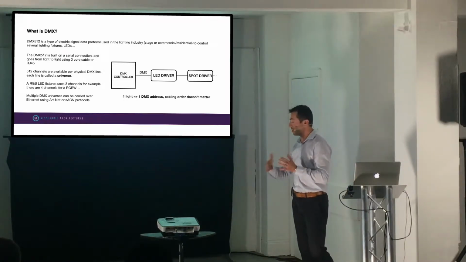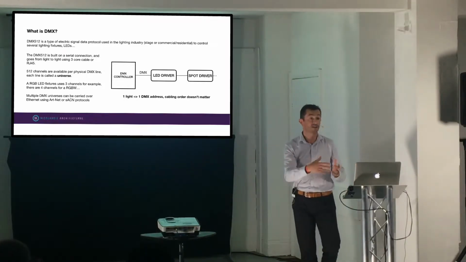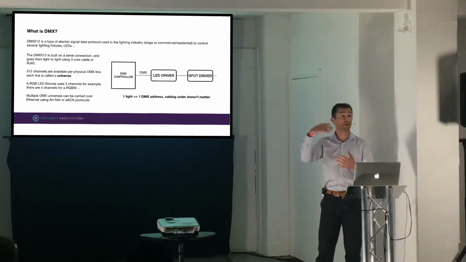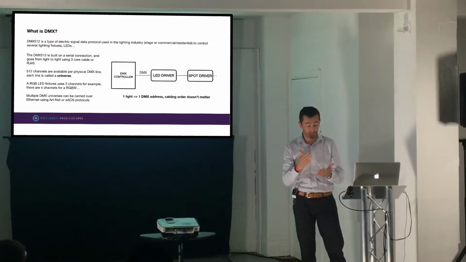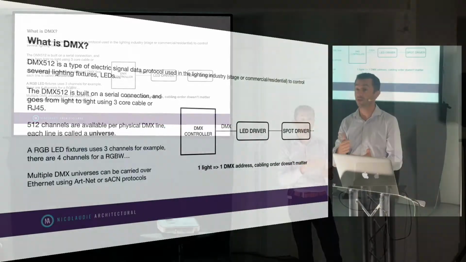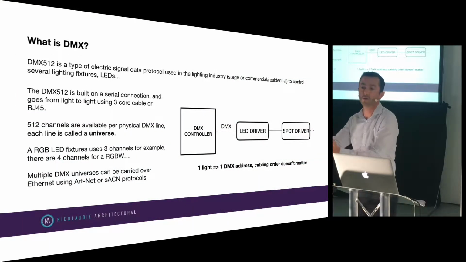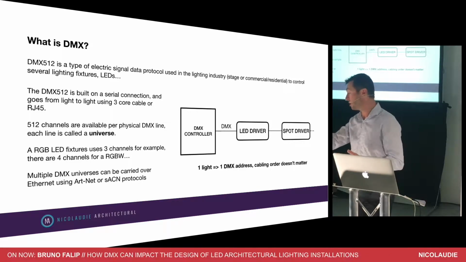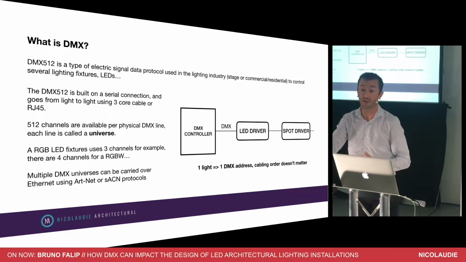A DMX chain is 512 channels, and this is called the universe. If you need more than 512 channels, so imagine for every single pixel, RGB is 3 channels, or RGB white 4 channels, then you've got 512 channels. If you need more channels, then this is what we call another universe.